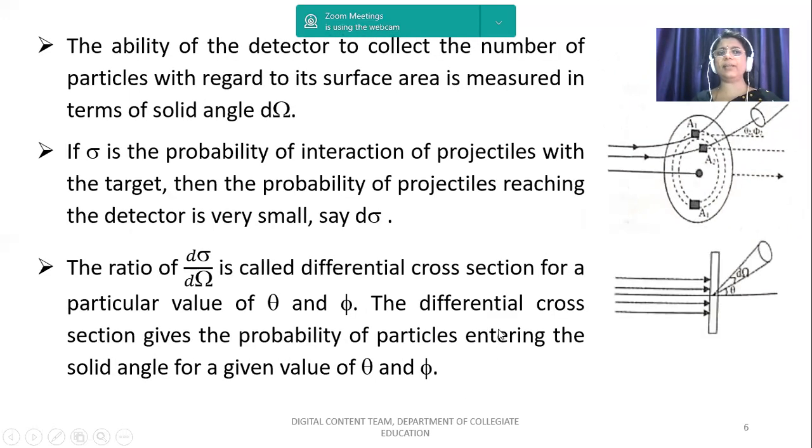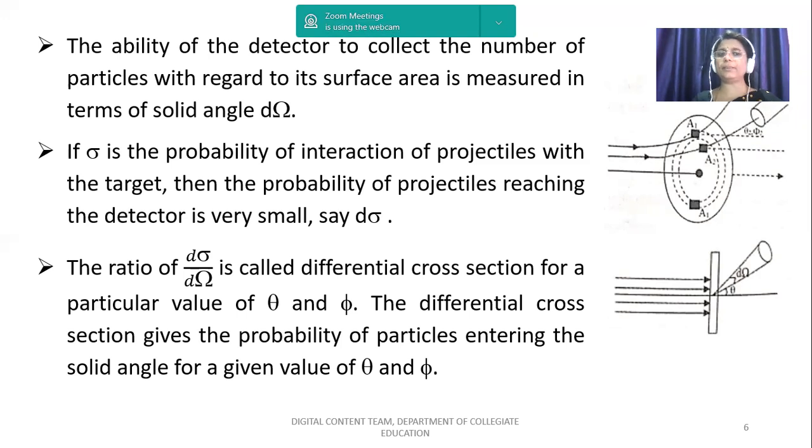With this, we'll understand the ratio d sigma by d omega. Here, the ability of the detector to collect the number of particles with regard to its surface area is measured in terms of solid angle. In this diagram, the solid angle d omega, which is subtended at the center of the target material with respect to the detector, is shown. It forms a cone such that the angle subtended at the center is denoted by solid angle d omega, and this represents the ability of the detector to collect particles with respect to its surface area, measured in terms of solid angle.